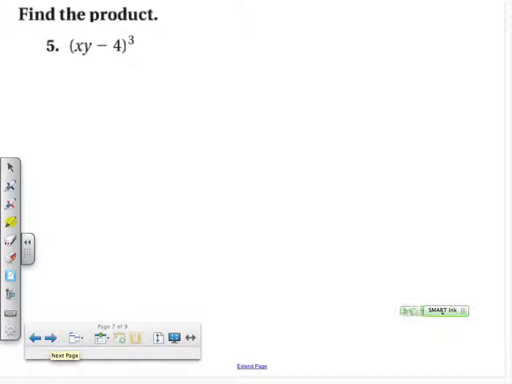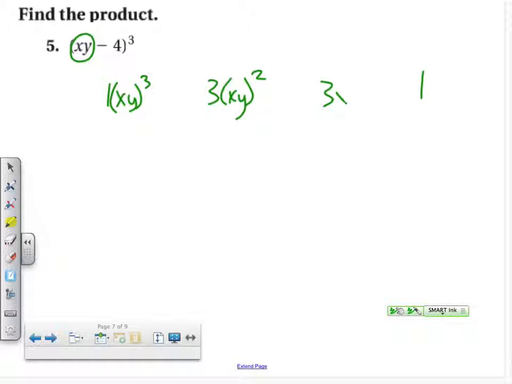I'm going to use a shortcut. The shortcut, we're going to have 1, 3, 3, 1. We're going to take our xy. The first one is going to be cubed. Then it's going to be squared. And then it's going to be the first power, and then it's going to be gone. Our 4 is going to be cubed, and we're going to start from the back. 4 cubed. Going to be squared, working backwards. It's going to be the first power, and then it's going to be gone. And because this is a subtraction, we're going to alternate. Minus, plus, minus.